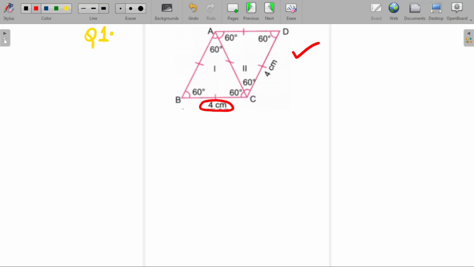This is 4 centimeter, this is 4. So this also will be of 4, this also will be of 4. So sides will be of 4, right? This is clear. All sides will be 4 centimeters. So now about the angle, right?